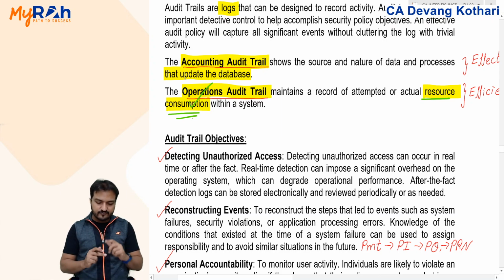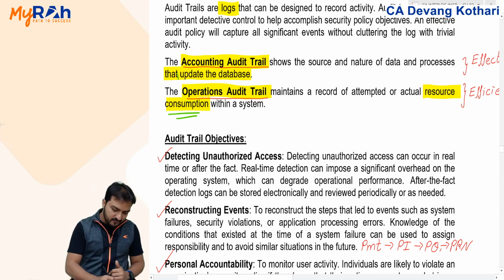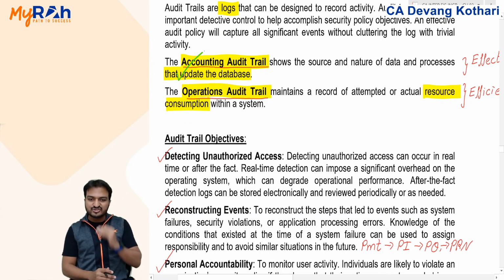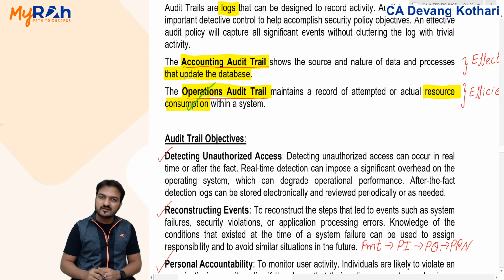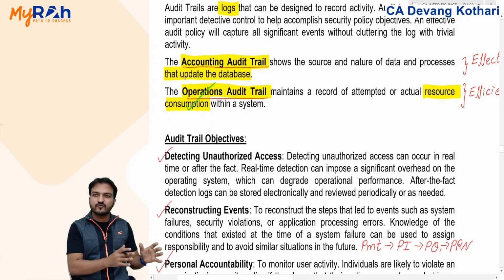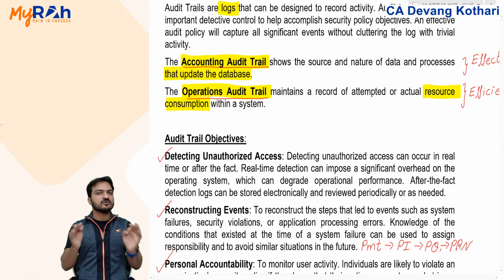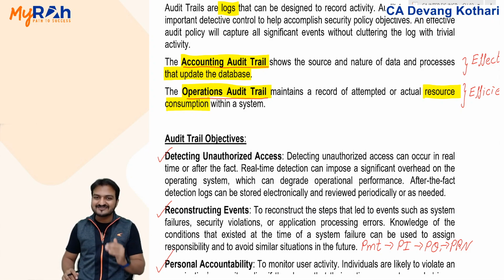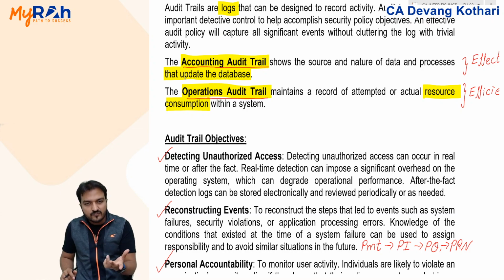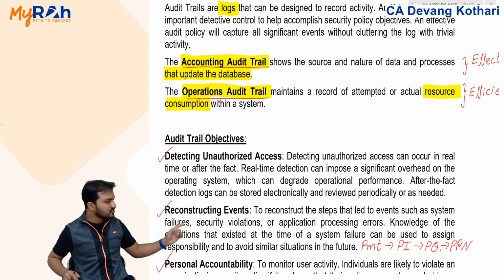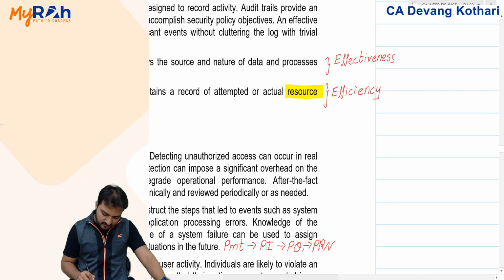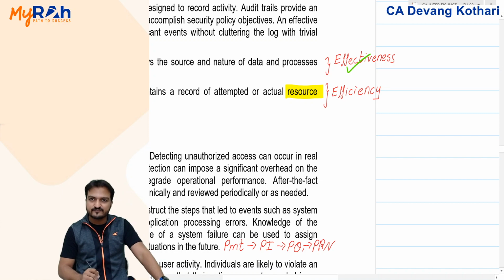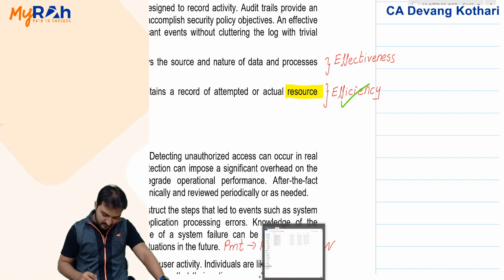For example, if it is a salary calculation software, then accounting audit trail means to check whether the salary was calculated correctly or not. While operations audit trail is to check whether the software has made optimum utilization of resources or not, whether the software is consuming too much RAM or using optimum RAM, that check comes under operations audit trail. In other words, accounting audit trail means to check the effectiveness. Operations audit trail is to check the efficiency. We did that earlier, same thing again here.